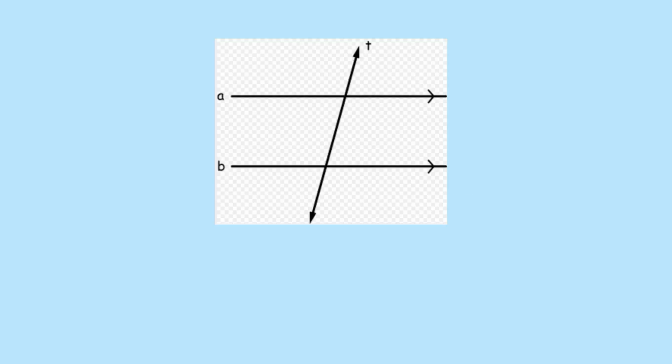Angles in parallel lines. Here we have a pair of parallel lines with a line drawn across them. This line is called a transversal. In this pair of parallel lines we have two angles which are the same. They are called alternate angles and are found in a Z shape.